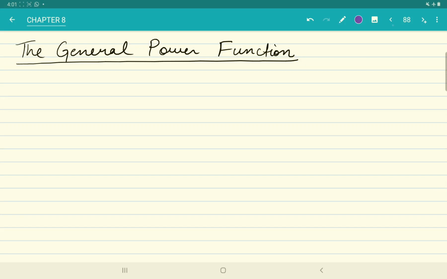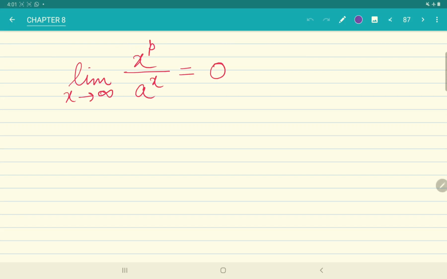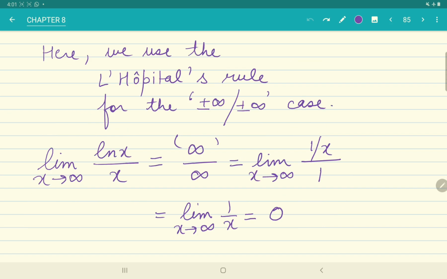I now start with the general power function. Before that, let me take up this case. When I talk about this case, limit as x extends to infinity of ln x by x, here I see in the numerator and in the denominator that as x tends to infinity, both the numerator and the denominator tend to infinity. So I get an indeterminate form of the type infinity by infinity, and that's exactly what I've written after this.